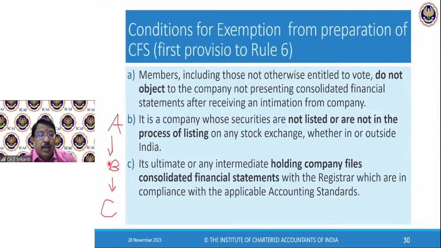So they are saying a company need not consolidate if either its intermediate or ultimate holding company is consolidating. So B need not consolidate with C, provided members of B do not object, including those not entitled to vote; B should not be listed or in the process of listing; and its ultimate holding company should file consolidated financial statements. It means A will consolidate B, and while doing so, A will consolidate C also. So A's consolidated financial statements will include B and C. If that is happening, then B need not consolidate C. It's a kind of exception.